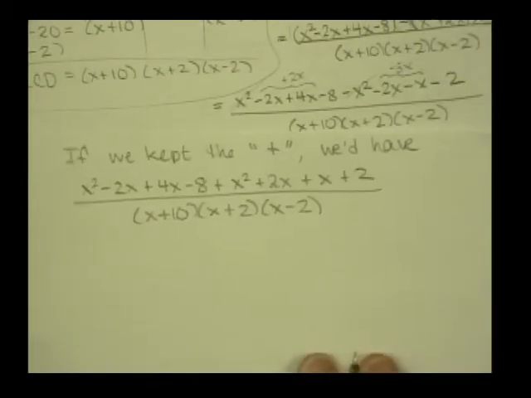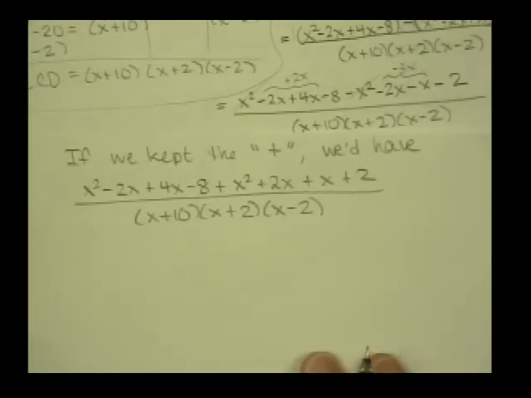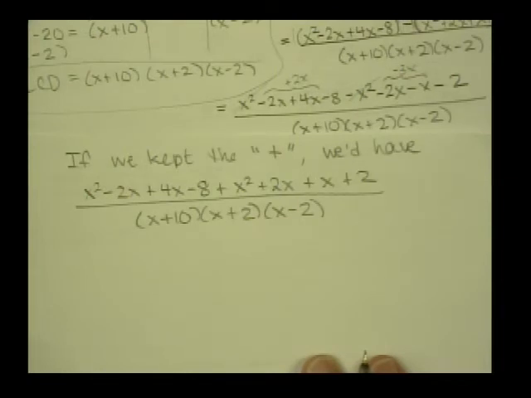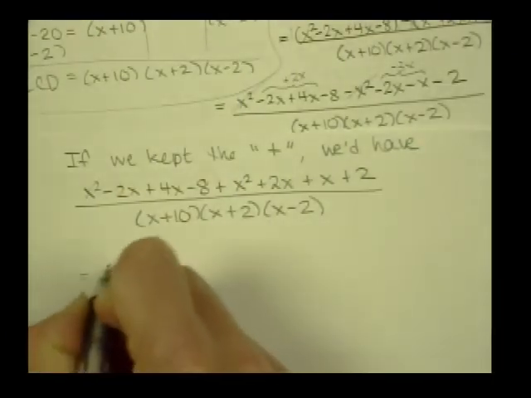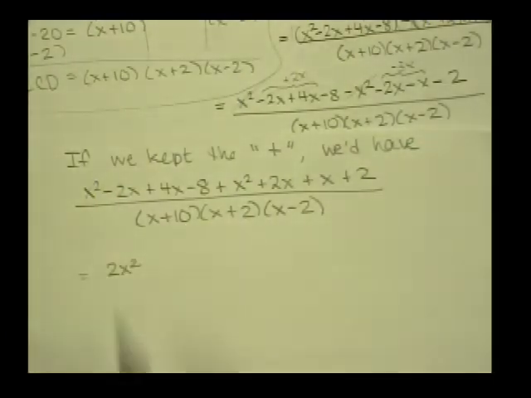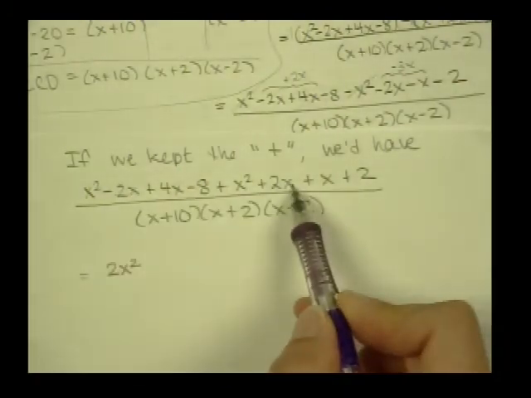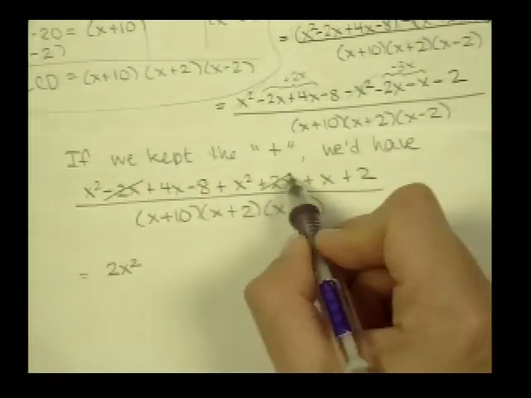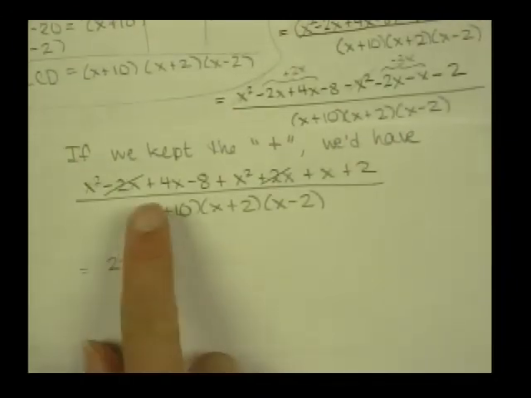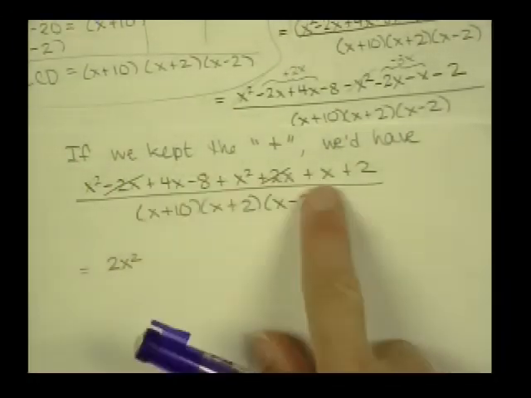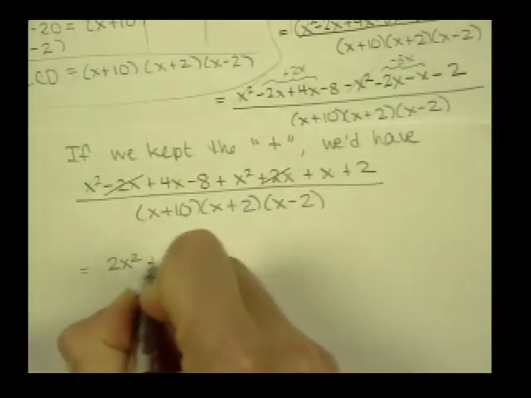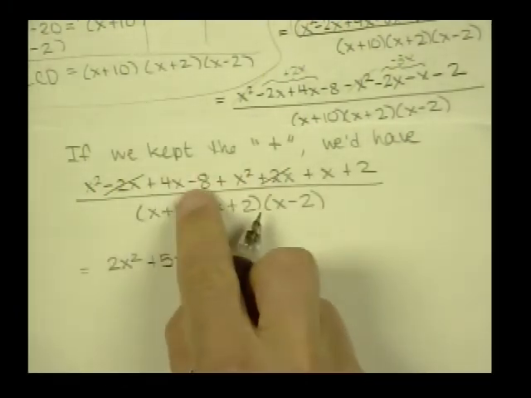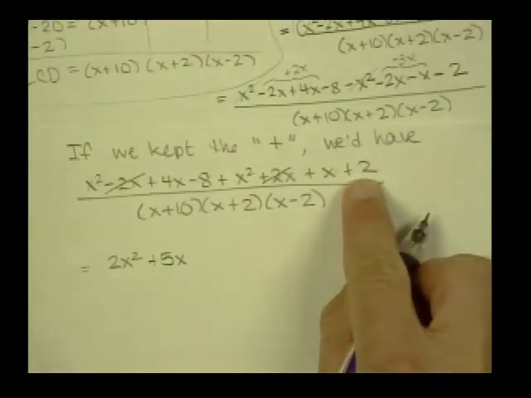So now what happens with the x squared terms? We get 2x squared, right? They don't cancel this time. So we get 2x squared. But I have a minus 2x and a plus 2x, so they cancel. And then I have plus 4x plus x, which would be plus 5x. And minus 8 plus 2, minus 6.